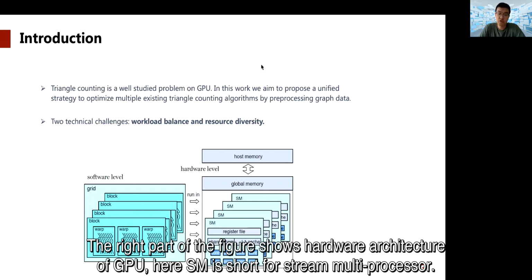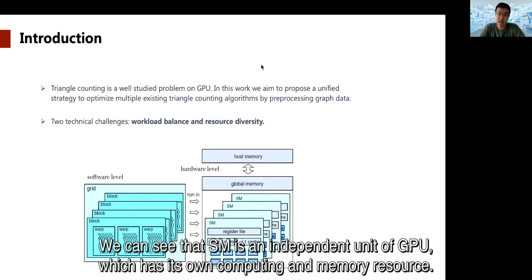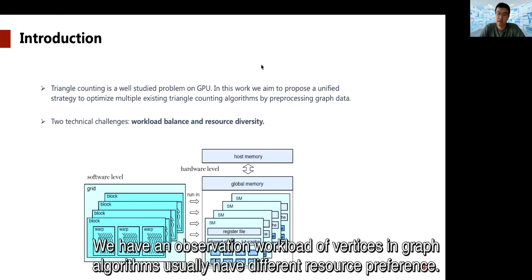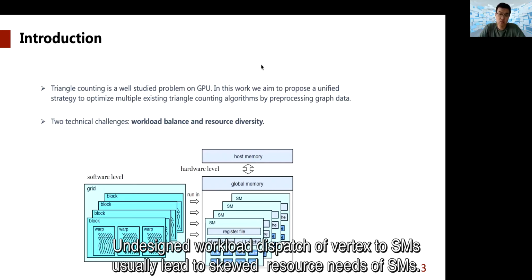The right part of the figure shows the hardware architecture of GPU. Here SM is short for stream multiprocessor. We can see that an SM is an independent unit of GPU, which has its own computing and memory resource. Generally, we hope that the tasks we assign to one SM could fully use both computing and memory resource. We have an observation that workloads of vertices in graph algorithms usually have different resource preferences. Undesigned workload dispatch of vertices to SMs usually leads to skewed resource needs of SMs.